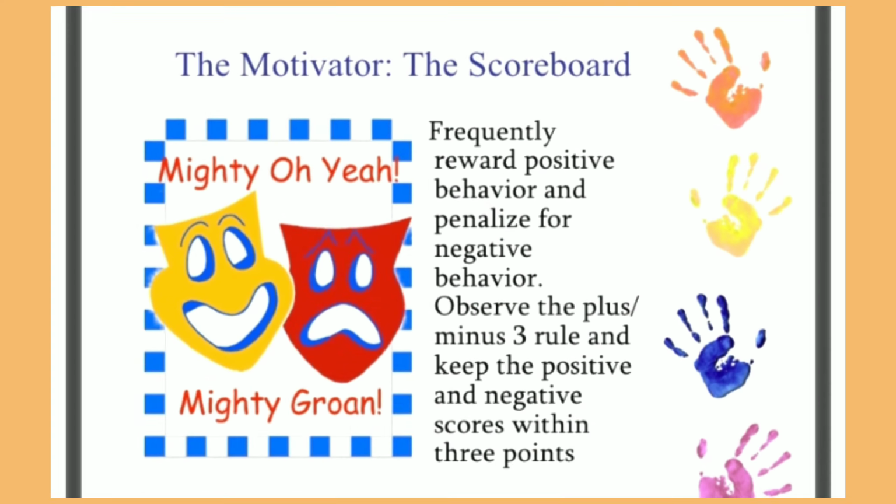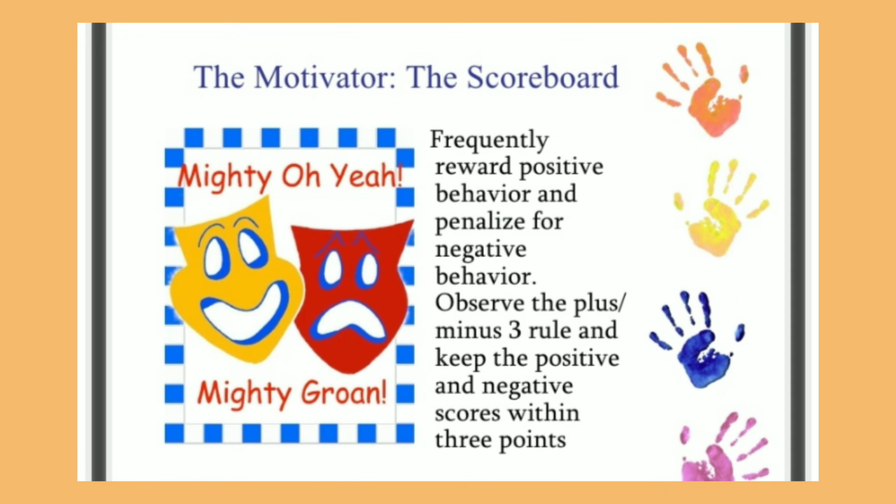Moving forward, the next is the motivator, the Scoreboard. Frequently reward positive behavior and penalize negative behavior. Observe the plus and minus 3 rule and keep the positive and negative scores within 3 points. Every classroom needs a way to motivate its students to learn. They're not going to want to learn without a reason. While some students already have some external motivation in the form of their parents and older siblings.